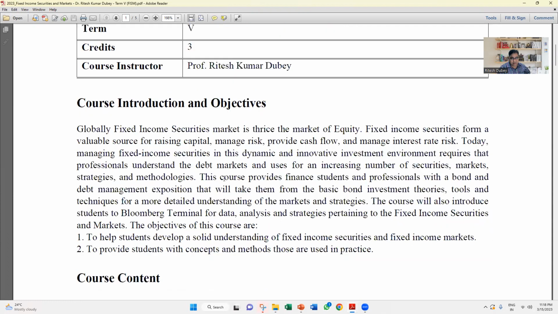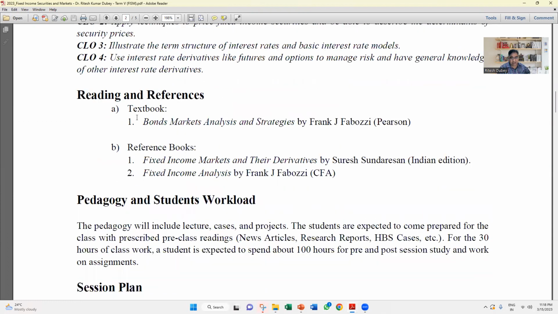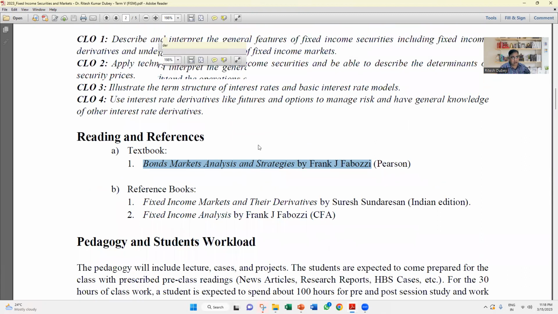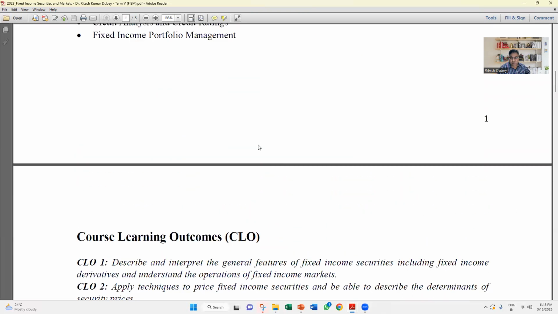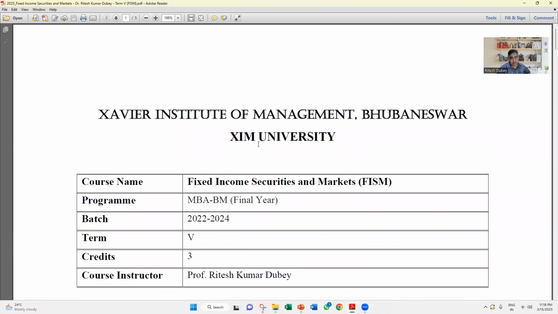We'll be using a textbook, and a hard copy of the textbook will be provided. This is the recommended textbook: Bond Market Analysis and Strategies by Frank J. Fabozzi. We'll look at what other possibilities there are in terms of textbooks as well. A lot of supporting materials for learning during the course will be provided, like PPTs, Excel sheets, and other items.